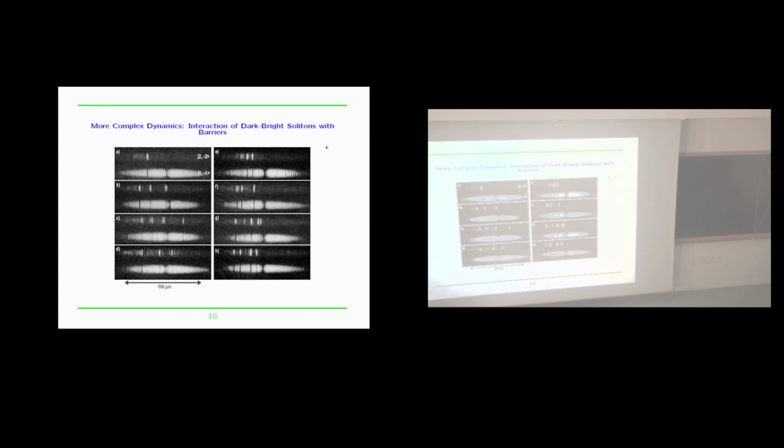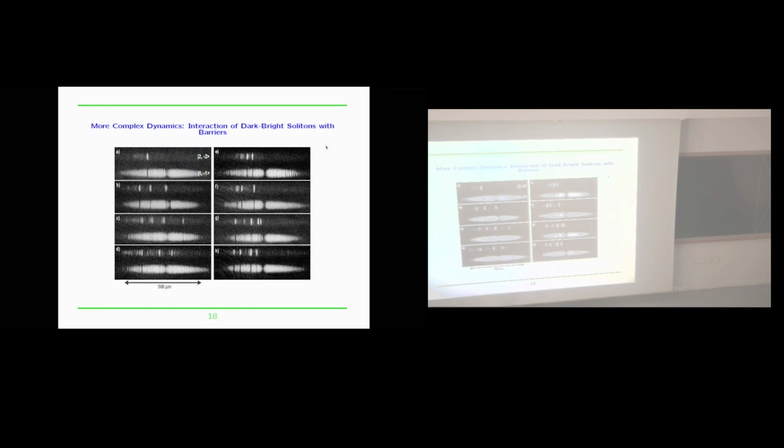All right, yet another experiment that is interesting from around the same time, 2013 or thereabouts, the experiment that physicists dream of, the interaction of a wave with a barrier or a well. So here is an atomic barrier, a blue detuned laser beam that pushes atoms away, and here is a dark bright soliton. The dark bright soliton comes at the barrier, and it has enough kinetic energy to overcome the barrier and pass to the other side. So this is a transmission experiment.